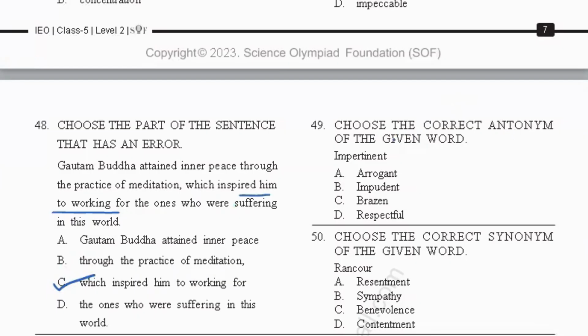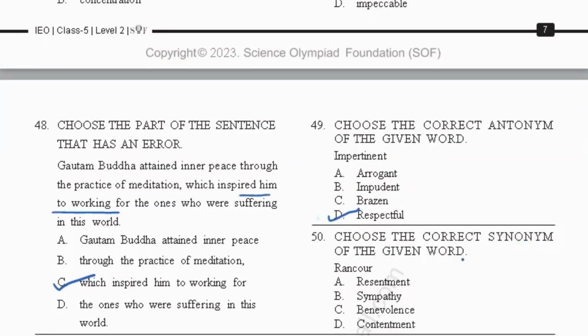Now choose the correct antonym of the given word. Antonym means you have to find the opposite of the given word. Impertinent. What do you mean by impertinent? Impertinent means not showing respect towards somebody. So for this, you can take the correct answer as option D, respectful. Option D is respectful. So option D is your correct answer.